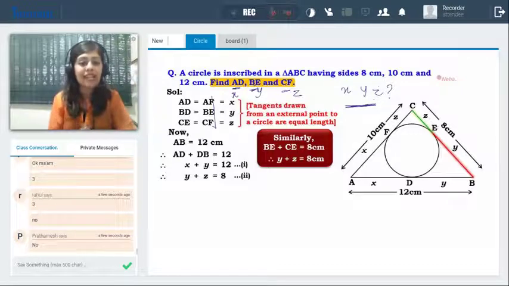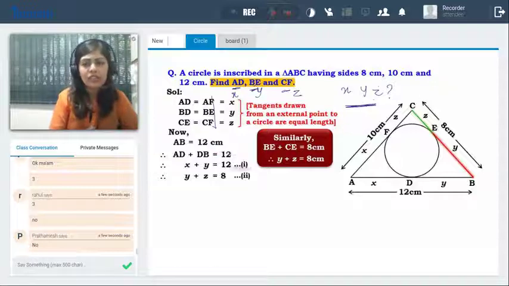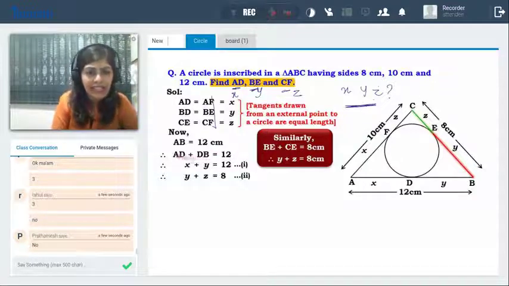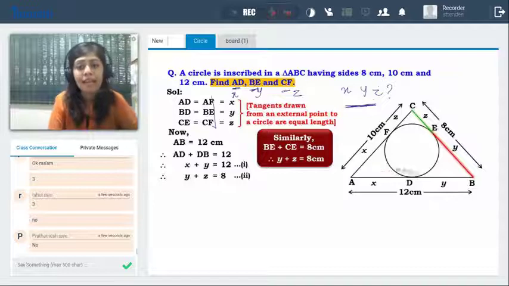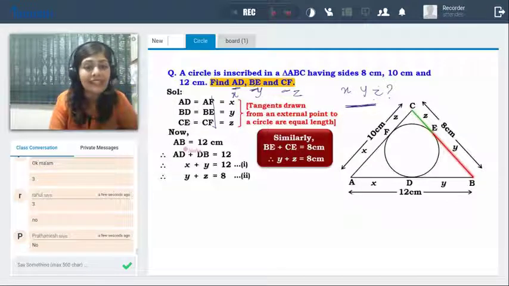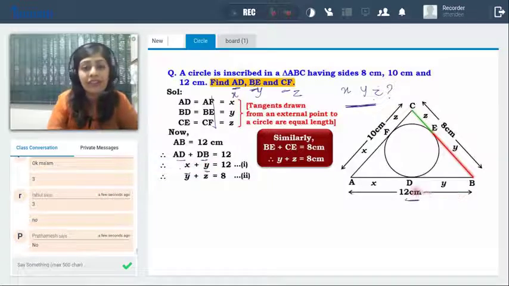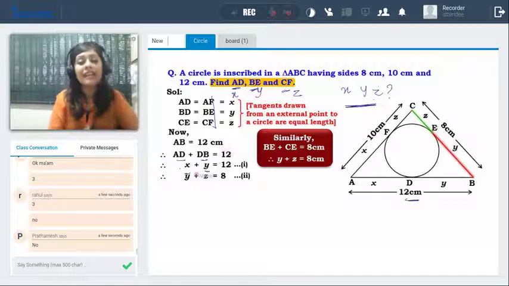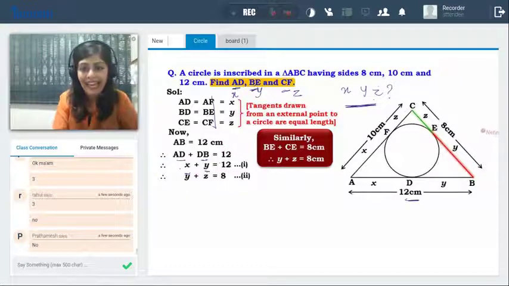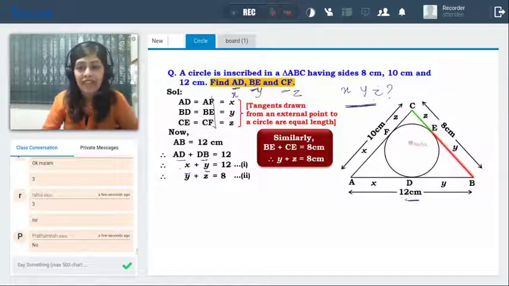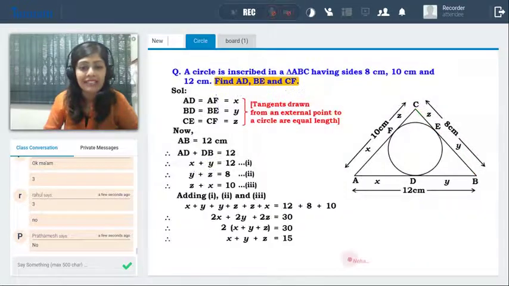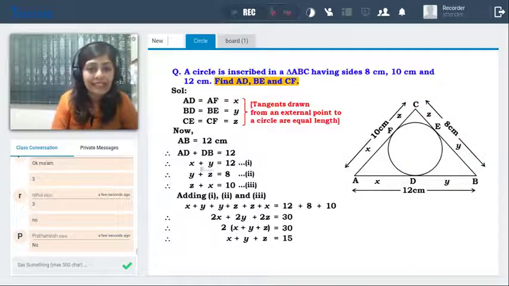Always, as many variables as there are, that many equations are needed. Let's see, do I have three equations? Let's see. One, they have directly given the sides. Segment AB is divided into two parts, AD and DB. What is AD? x. What is DB? y. So can I say x plus y is 12? Definitely. Similarly, I can say y plus z is 8. And similarly, from AC, x plus z is 10. Yes, x plus z is 10. So we have got our three equations.